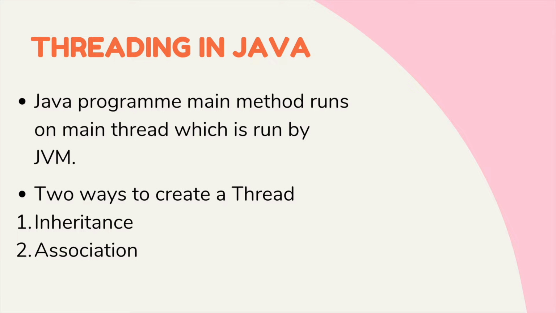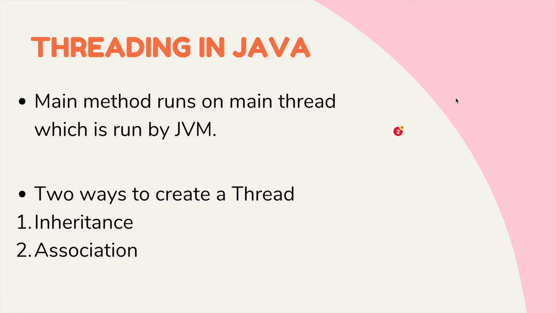We all know that every Java program runs through the main method. So the main method runs on the main thread, which is run by the JVM. So every program in Java runs on a thread. The entry point of our program is the main method, so that program should also be run by someone, right? So basically JVM creates a thread and runs the main thread of our program.